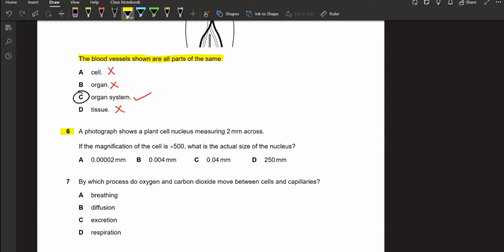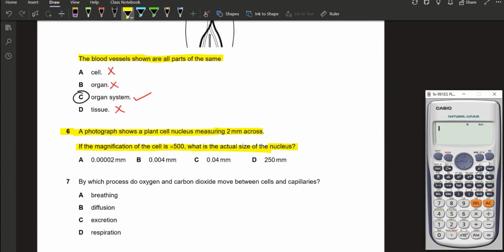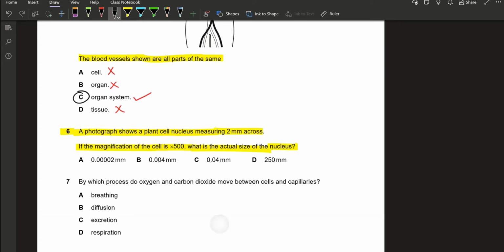Question number 6. A photograph shows a plant cell nucleus measuring 2 millimeters across. If the magnification of the cell is 500, what is the actual size of the nucleus? So the actual size can be found as 2 divided by 500, which would be 0.004 mm. So the correct option would be option B.